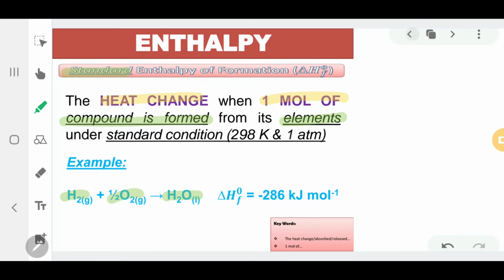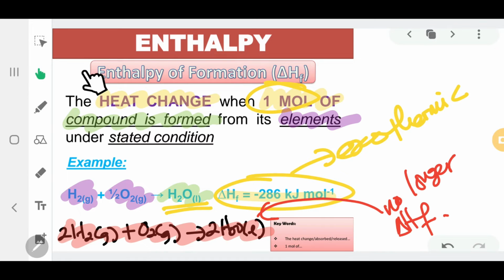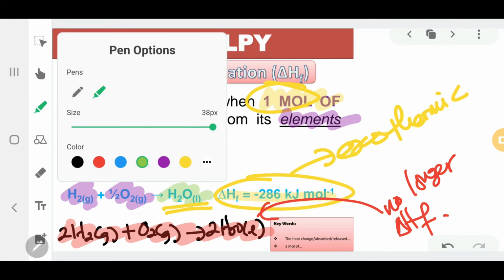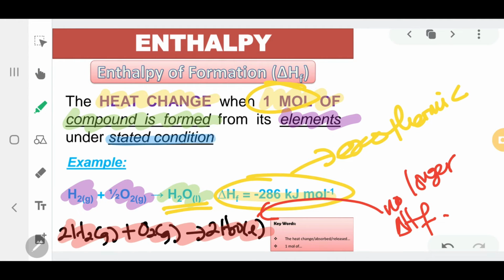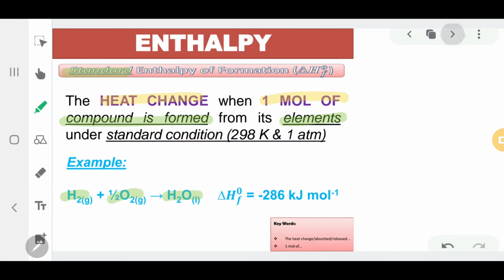But this time, if you look carefully here, for the definition without the word standard in front, it will be under stated conditions, because this one is just for enthalpy of formation. But when you have the word standard enthalpy of formation, this time you have to include and mention standard conditions, which is 298 Kelvin and 1 atm. So this is the difference when you have the word standard and without the word standard. The rest of the definition is still going to be the same.